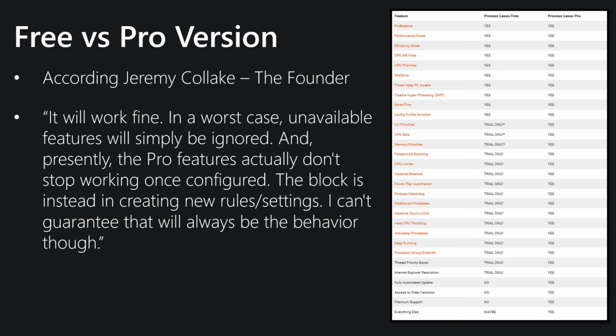When we install Process Lasso for the first time, we go to trial mode. So some features are available for a limited time, so you can configure them, but when the limited time has passed, you can't reconfigure those options, so you need to stay with the old options for those features. Some other features are disabled altogether in the free version and are only available in the pro version.